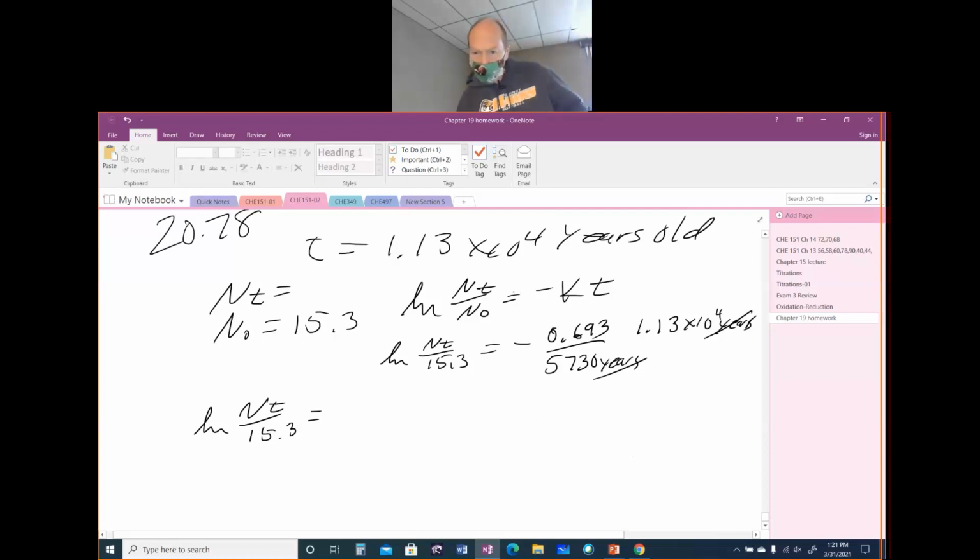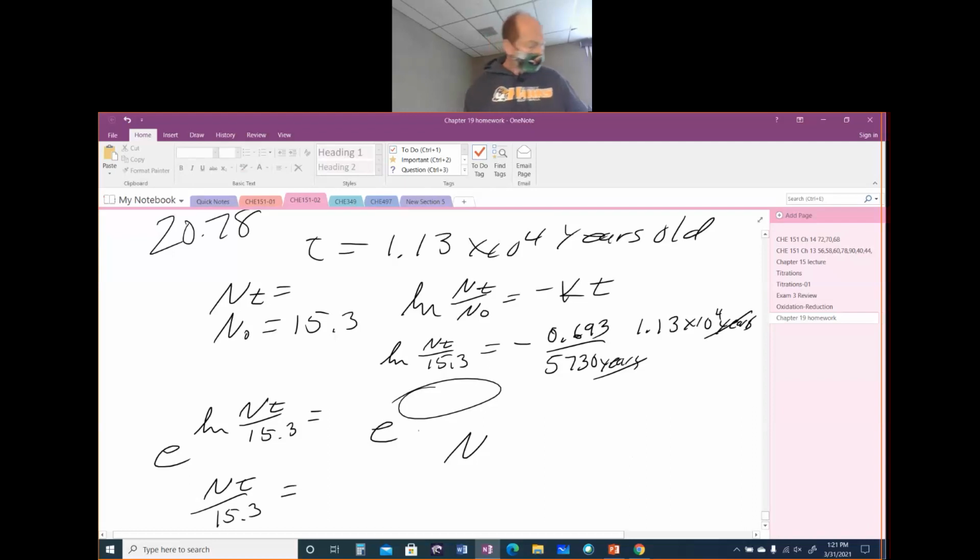1.13 times 10 to the 4th times that. I don't think I have that number. Okay, all right, so then you take your e to the x on both sides. You just got to multiply it. So you have your Nt over 15.3 is equal to 0.255. Multiply both sides by 15.3, and you get your reading.